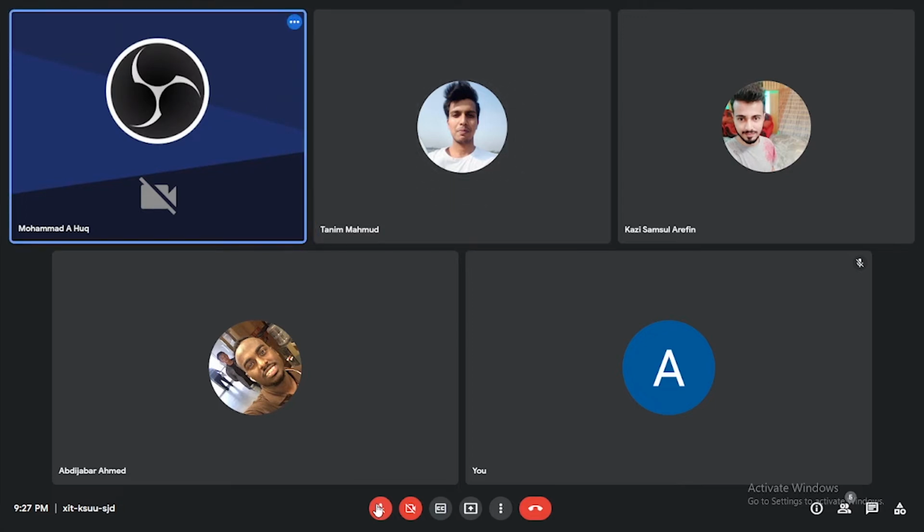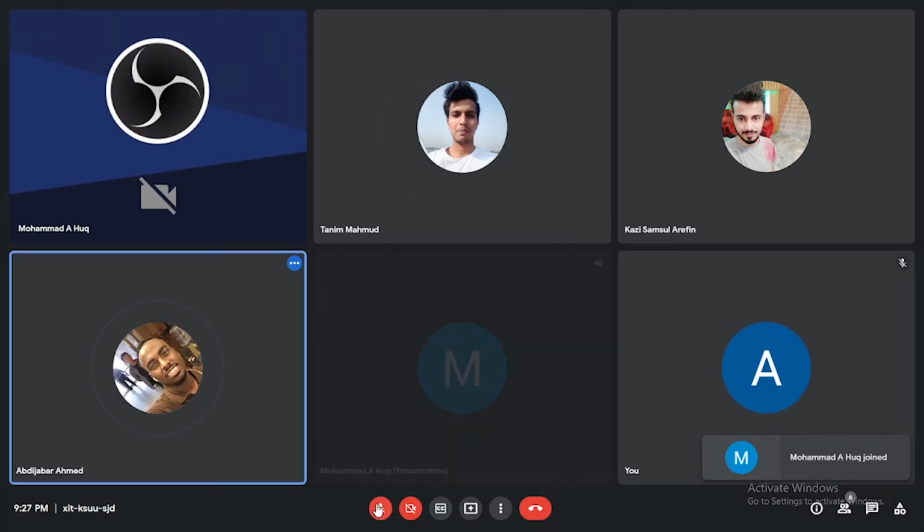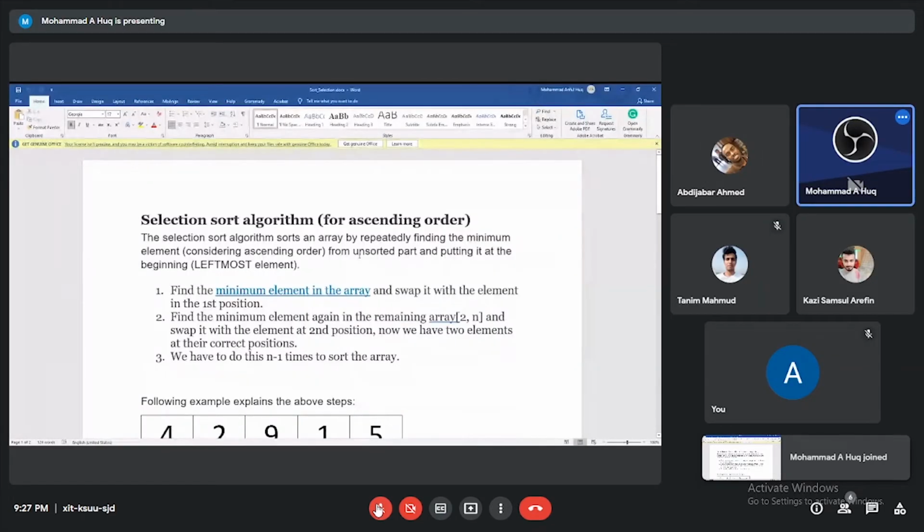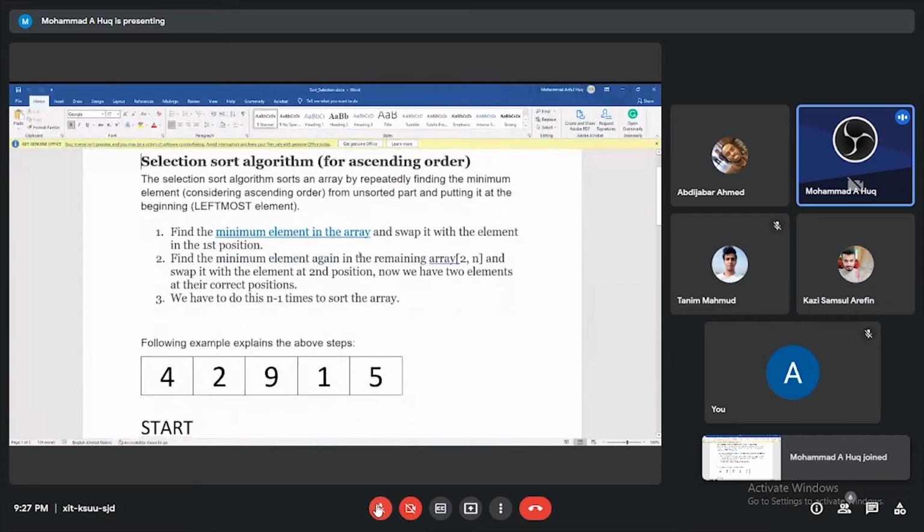Next, another one: selection sort. Okay. Abdul, are you there? Yes, sir. Okay, this is another very easy algorithm. I mean, here the working principle, if you just read with patience, you will be able to grasp it. Okay.